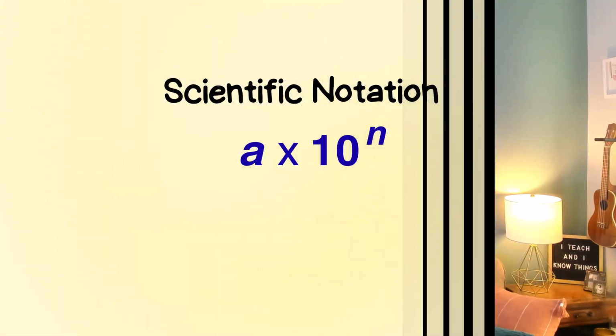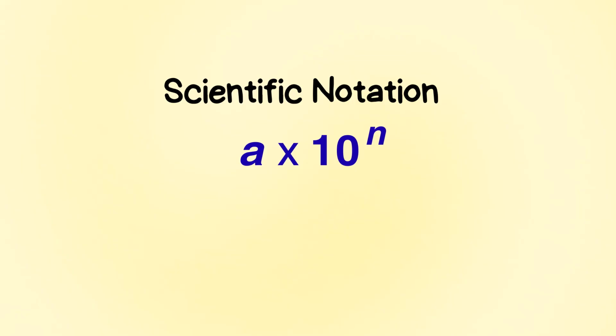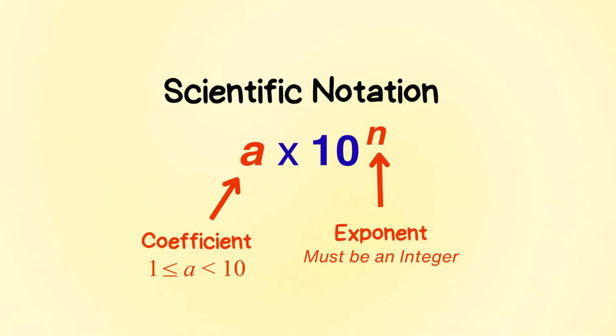The scientific notation is written in a very specific way as a times 10 to the n, where a, that coefficient, also called the mantissa, is a number between 1 and 10. And then that exponent n is an integer. So that means that that exponent cannot be a fraction. It cannot have decimals in it.